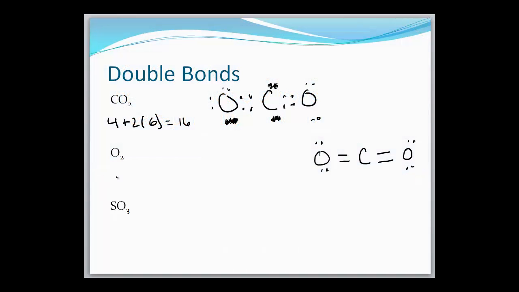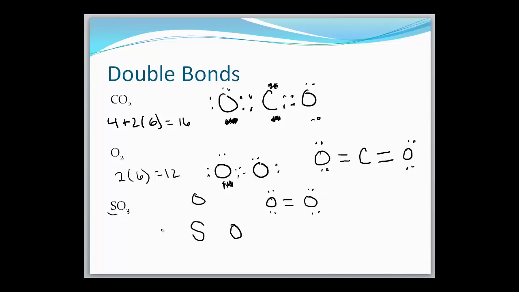All right, O2 is 2 times 6, which is 12. So we put our 2 oxygens. So we've got 12. So 1, 2, 3, 4, 5, 6, 7, 8, 9, 10, 11, 12. And as you can see, this oxygen here is deficient. So we need to take one of these pairs and share it. So now we've got oxygen, 2 lone pairs, double bond, oxygen, 2 lone pairs. And it works.